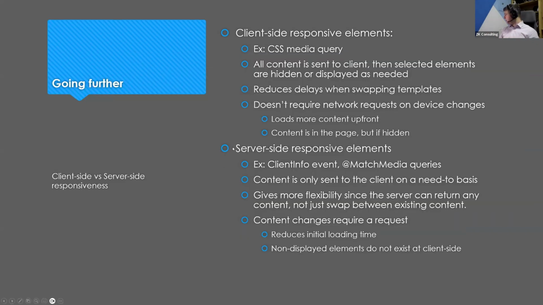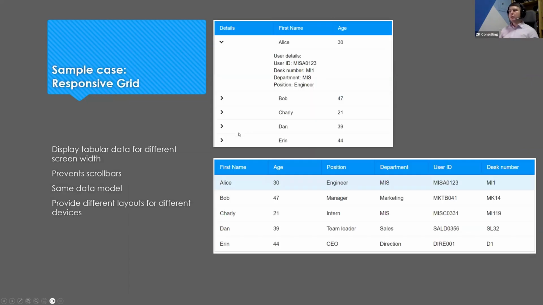And we still have a little bit of time before we go to Q&A. So I'd like to introduce a real world example. And I like that one because it explains why you want to make components and pages more usable for different screen sizes. This is an example which I call the responsive grid.